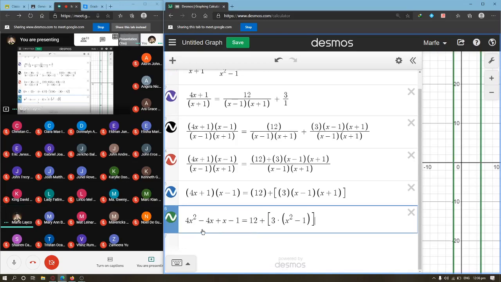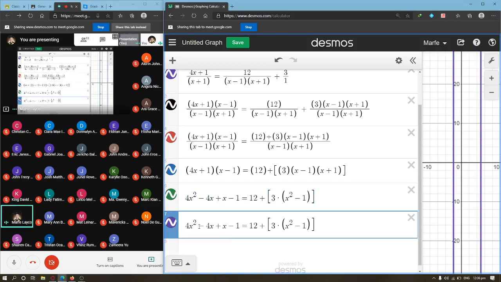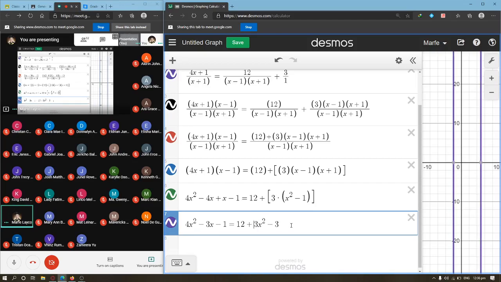Next. So, further simplify. 4x squared minus 4x plus x. Simplify this. Negative 4x plus x is negative 3x minus 1 is equal to 12 plus. So, distribute natin yung 3 sa x squared and 1. It will become 3x squared, then it is 3. 1 times 3 is 3. Okay. Since na-solve na natin, let's combine like terms.